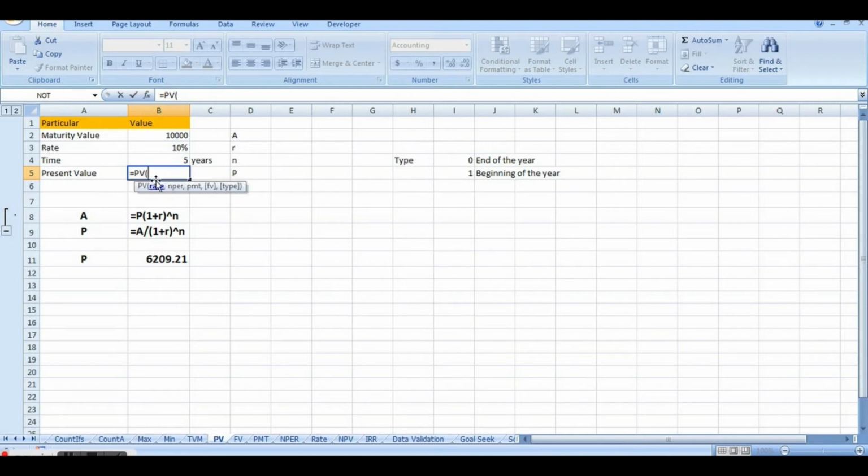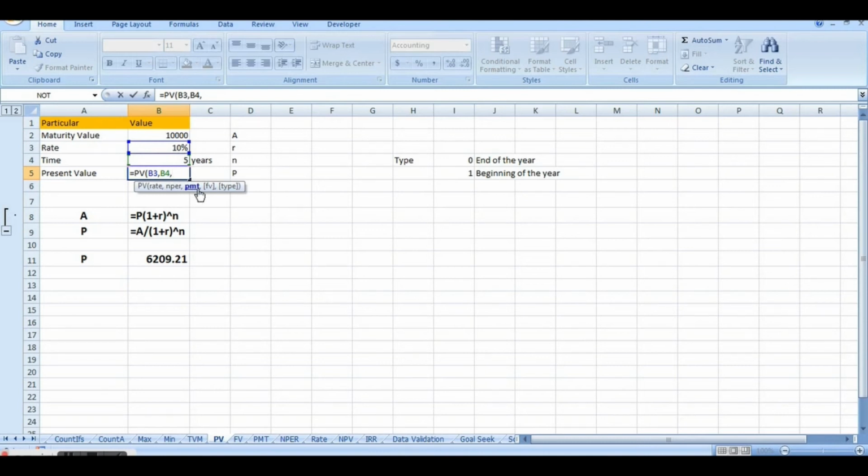Now instead of doing this much of an exercise, you can simply use the present value formula in Excel and put the things which are given into the bracket. It asks for rate. Rate is 10%. Now again, do not hard code it but use referencing. Number of periods N, that is 5.